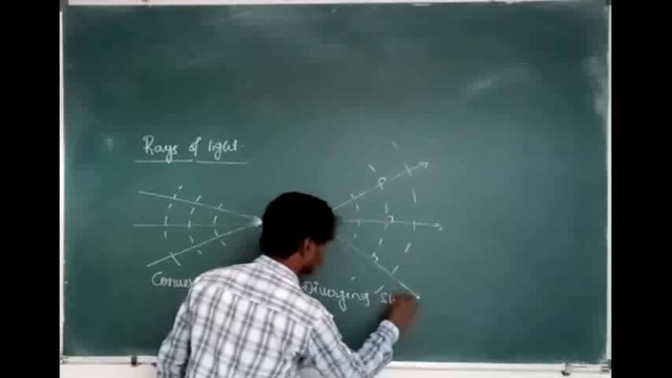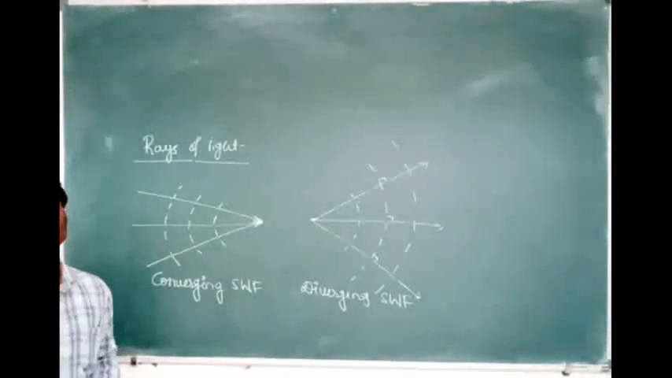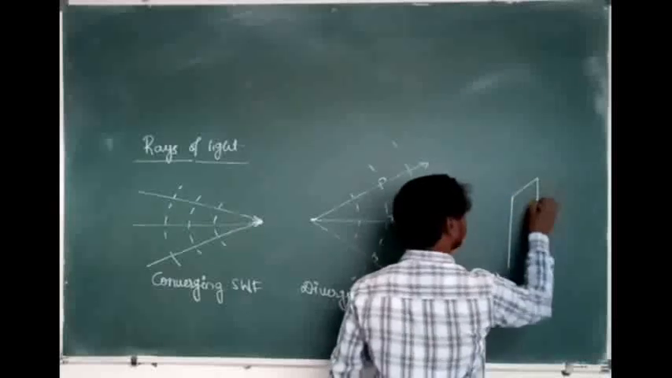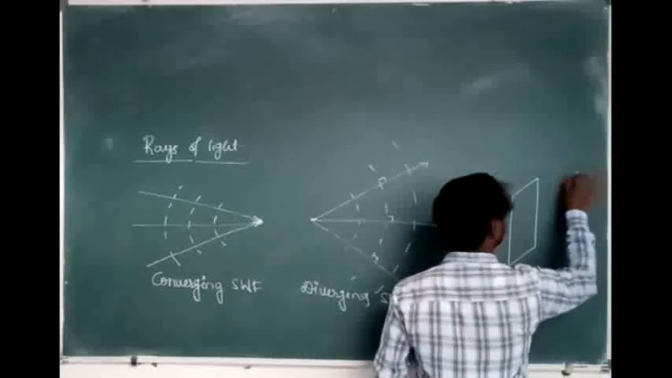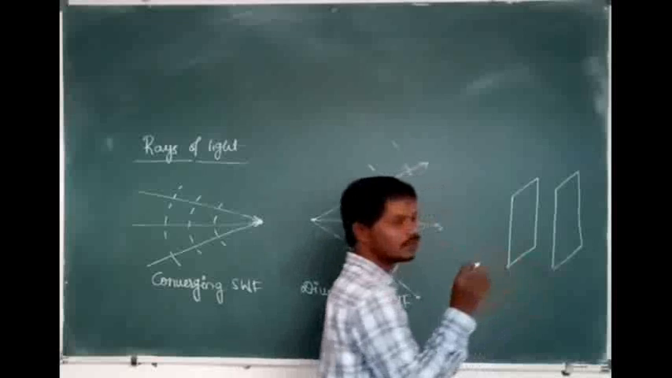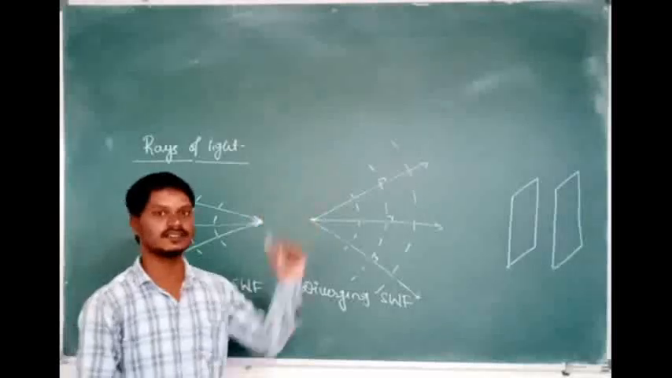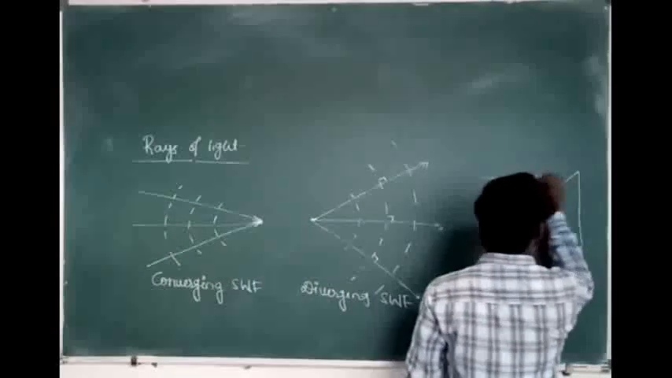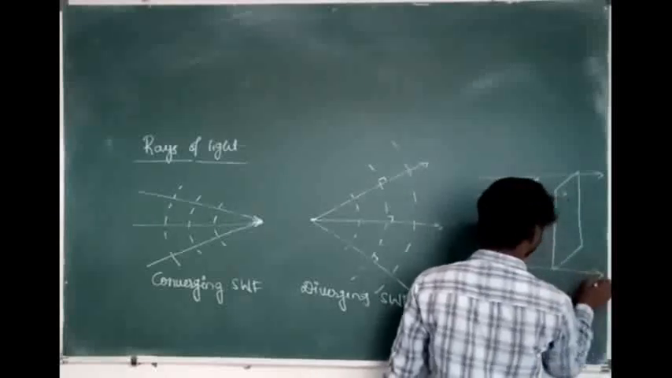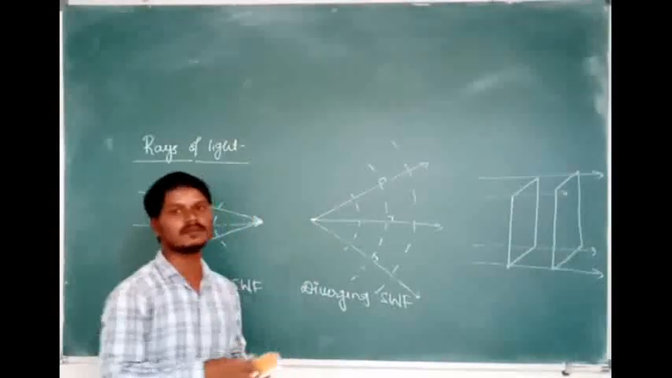This is for the diverging spherical wavefronts. But at a large distance from the source of light, the wavefronts are planar. These are the planar wavefronts, small parts of the spherical or cylindrical wavefront from a source of light at a large distance. Then these are the rays of light, which show the direction of propagation of the light wave. So this is about the rays of light.